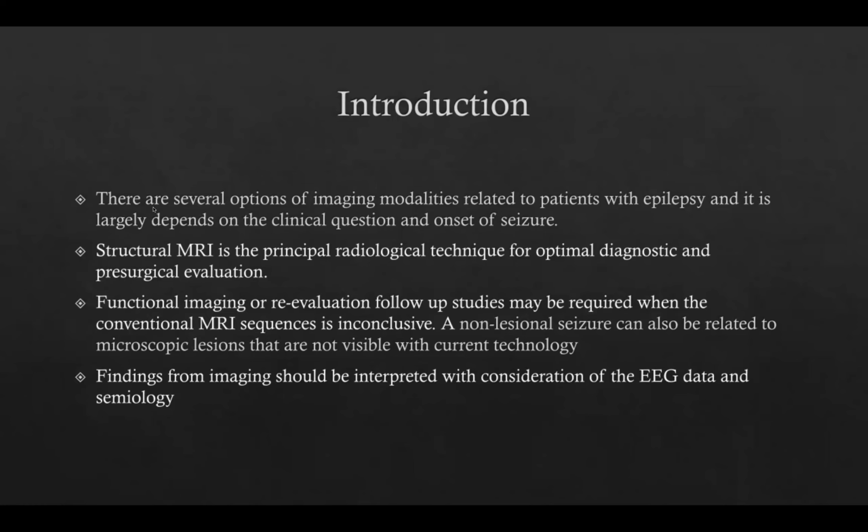If the first MRI is negative, there's also a role to re-evaluate with another MRI. Usually we will do it within a year to look for any other causes that may give us clues for structural causes of epilepsy for that patient. In a patient with non-lesional seizure, bear in mind that it could also be related to a microscopic lesion, and this microscopic lesion may not be visible with the current technology. When we have all these imaging findings, we usually do not interpret them without correlation with EEG and also clinical semiology.